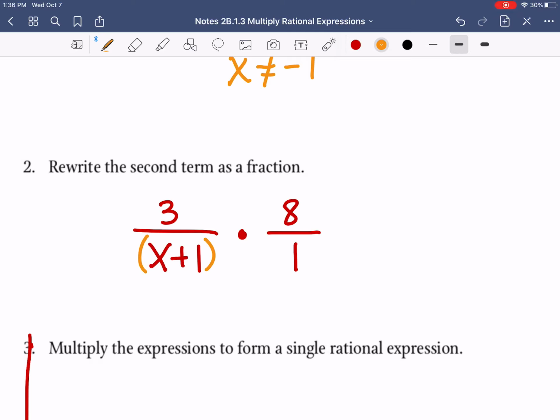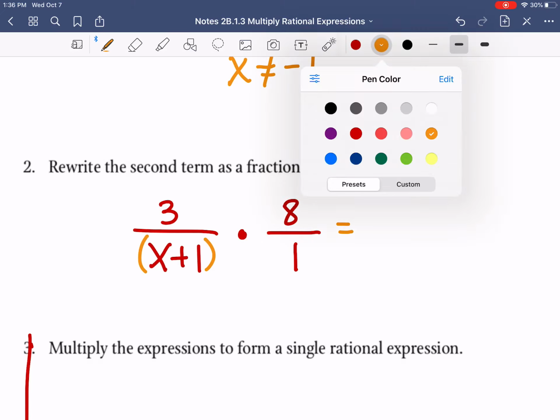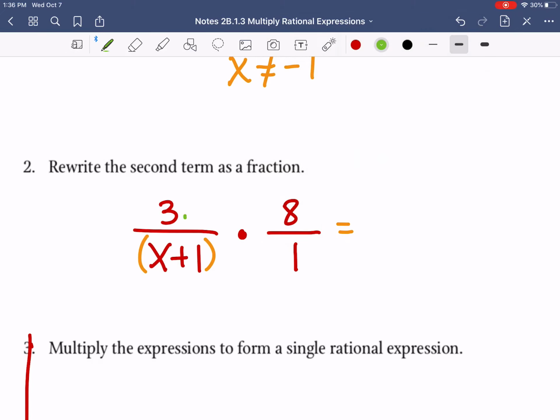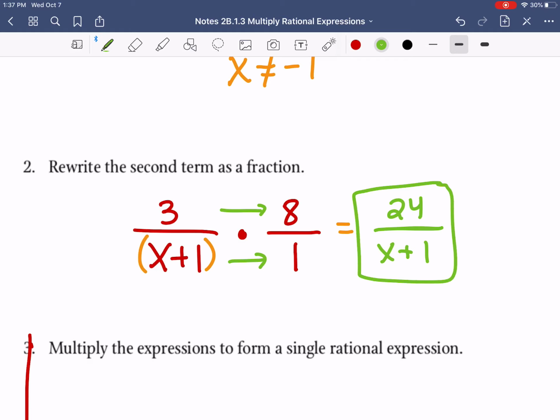That number 8 technically could be factored. It's 2 times 2 times 2. I'm not really going to waste my time writing it out though, because there's no 2's or anything on the bottom. So unfortunately, I can't cancel anything out because there's no 3 on the bottom, there's no 8 on the bottom, or anything that divides into 8. So we just have to multiply straight across the top, straight across the bottom. 3 times 8 is 24. X plus 1 times 1, well, anything times 1 is just itself. And then we just state our excluded value we had earlier, which is -1.